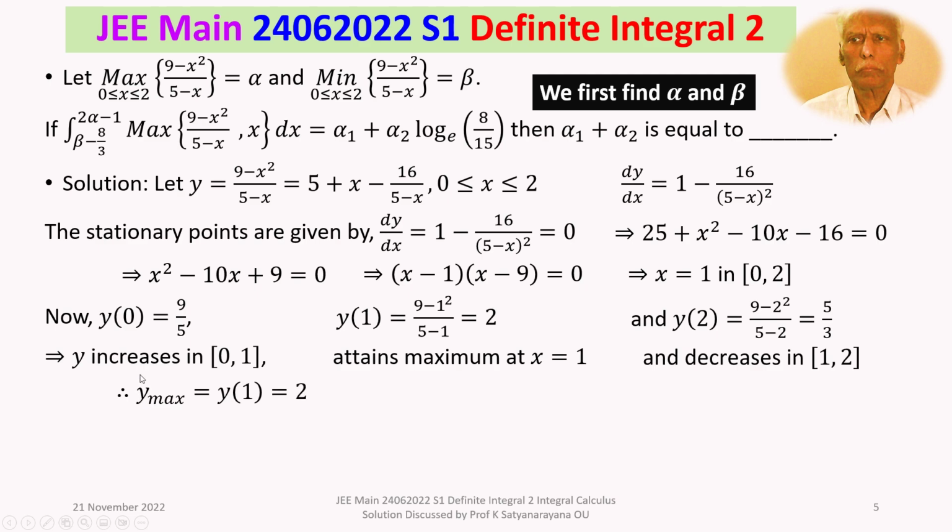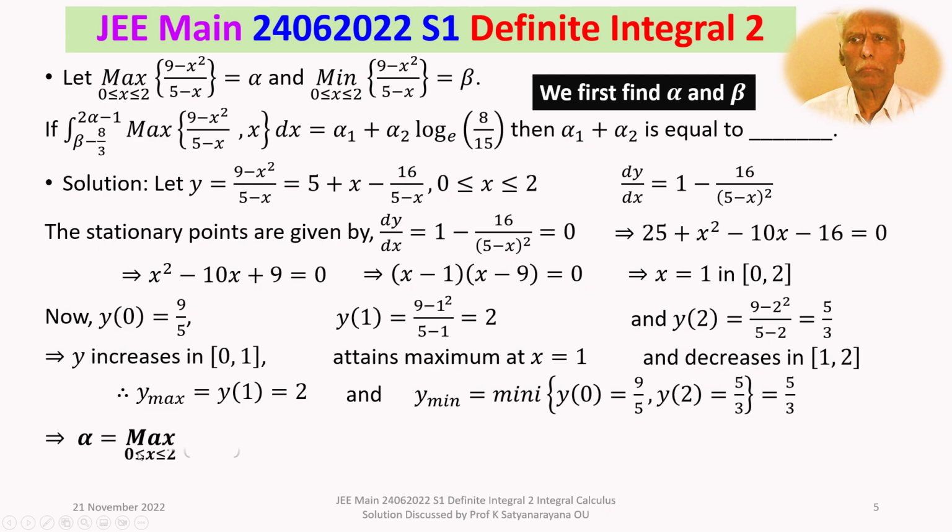So y max, that is the maximum value of y, is the value of y at 1, that is 2, and y min, that is the minimum value, is the minimum of y of 0, that is 9 by 5, and y of 2, that is 5 by 3. Between 9 by 5 and 5 by 3, the minimum is 5 by 3. So alpha is the maximum of (9 minus x square) by (5 minus x), that is y, where x varies in the closed interval 0 to 2, and that is y max, which is equal to 2.